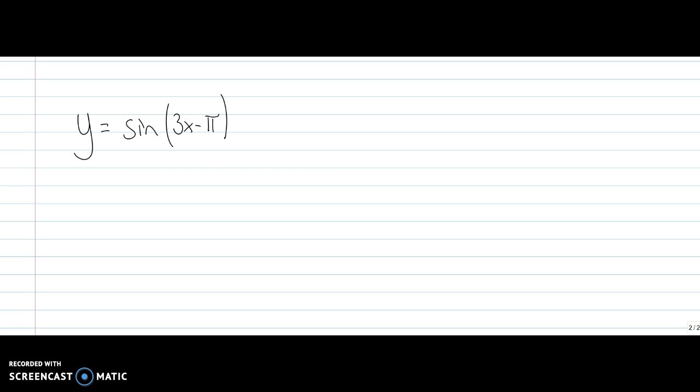y equals cosine of 3x minus pi. The period in this one is 2 pi over 3.